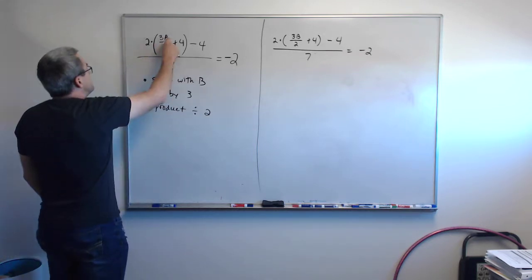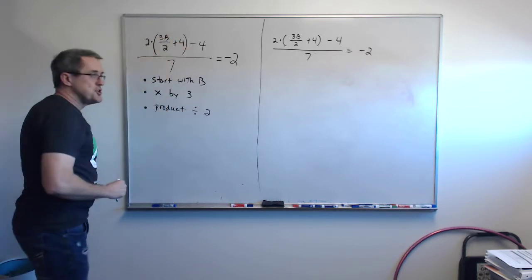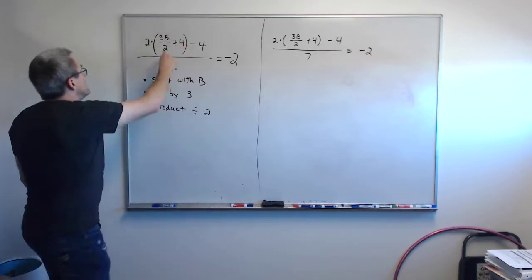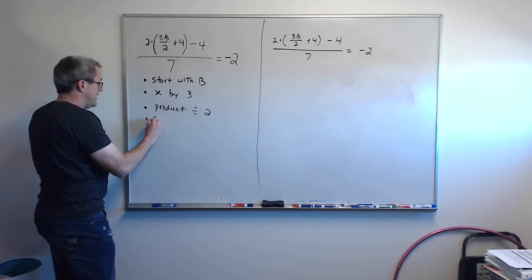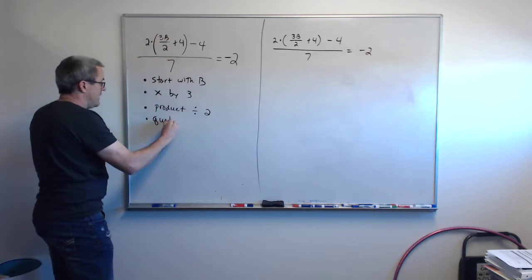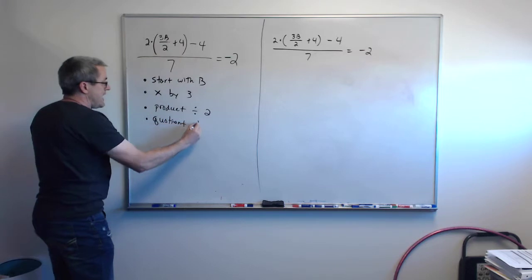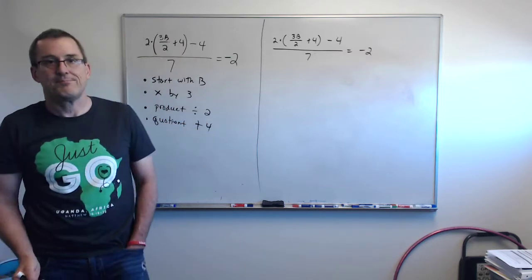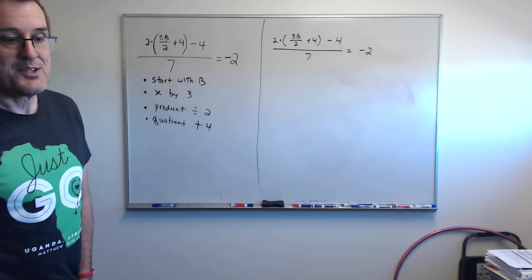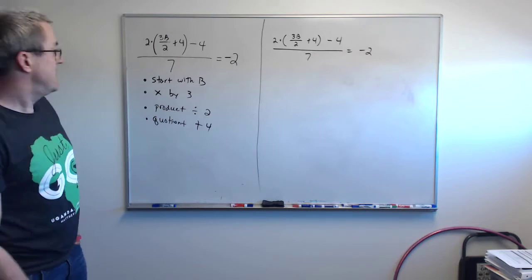What's the next thing that happens to b? It gets tripled, it gets divided by 2. The next thing is this addition of 4. So this quotient is added by 4. Now we're just going to keep telling this story of b.